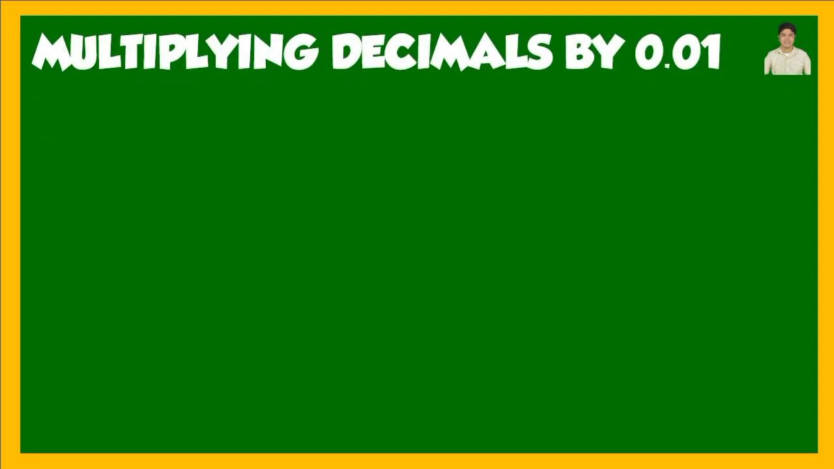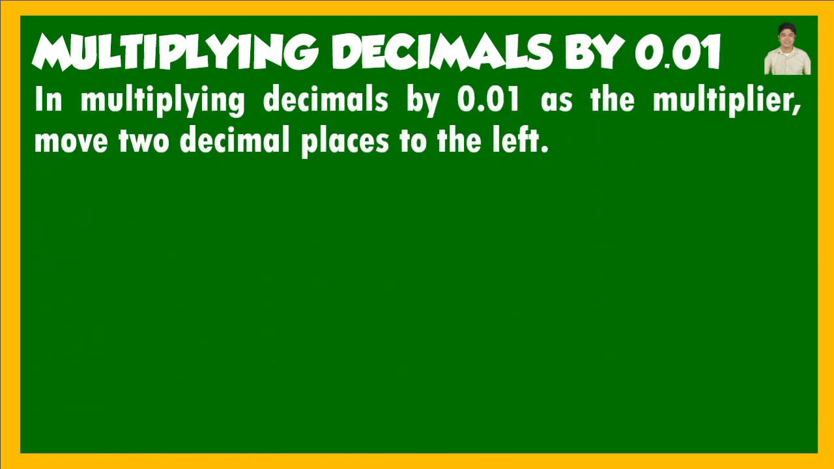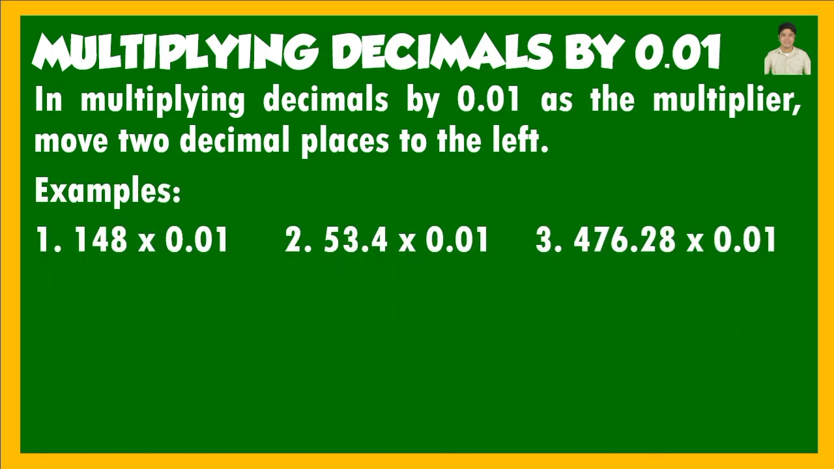What about multiplying decimals by 0.01 or 1/100ths? So, in multiplying decimals by 0.01 or 1/100ths as the multiplier, move 2 decimal places to the left. So, yung movement natin ng decimal point is laging to the left. In this case, mag-move naman tayo 2 decimal places to the left. Kanina dun sa 0.1, 1 decimal place lang. Ngayon naman, 2 decimal places dun sa ating multiplicand.